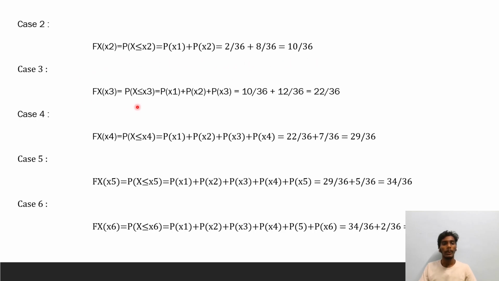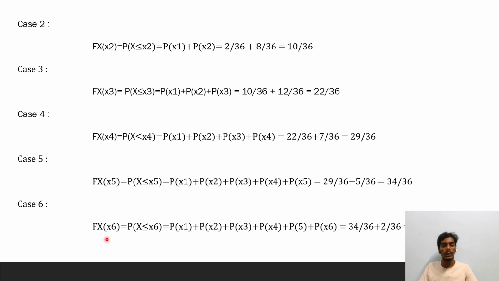And in case 3, the probability of getting event x3 is equal to adding the two events to the third event, 10 by 36 plus 12 by 36, that equals 22 by 36. And in case 4, the probability of getting event x4 is equal to adding the four events, where the three events give the value of 22 by 36 and the fourth event is 7 by 36. So the value is 29 by 36. And in case 5, the probability of event x5, adding the four events to the fifth event, we got the fourth value 29 by 36 and adding the fifth event 5 by 36, the total is 34 by 36.